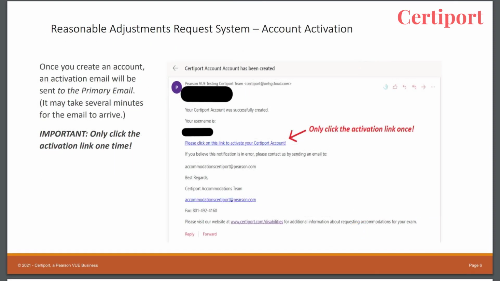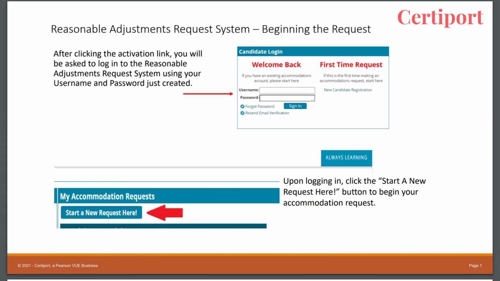Once you create an account, an activation email will be sent to the primary email address. It may take several minutes for the email to arrive. Only click on the activation link one time. After clicking the activation link, you'll be asked to log in to the Reasonable Adjustments Request System using your username and password that was just created. Upon logging in, click the Start a New Request Here button to begin your accommodation request.